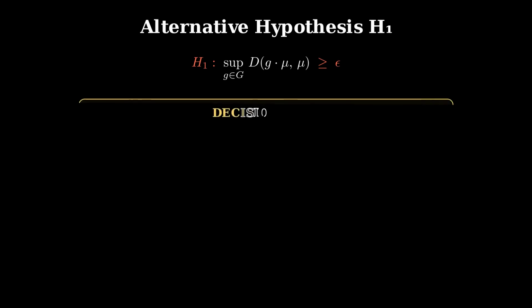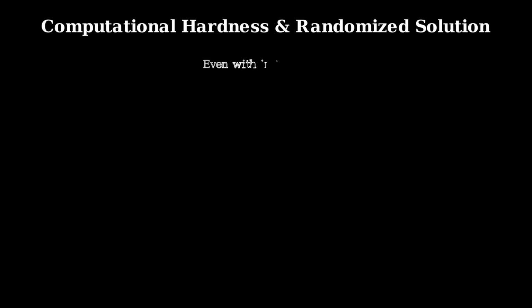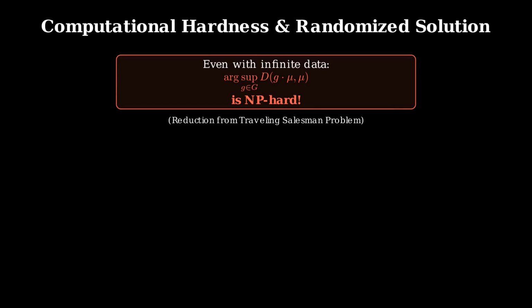So the goal is a decision: either conclude mu is invariant, or certify it is not by finding a specific g in G that violates the symmetry. Even with infinite data, finding the worst-case g in G can be computationally challenging. There exists a setting where this arg max subproblem is NP-hard. The proof reduces from a variant of the traveling salesman problem.